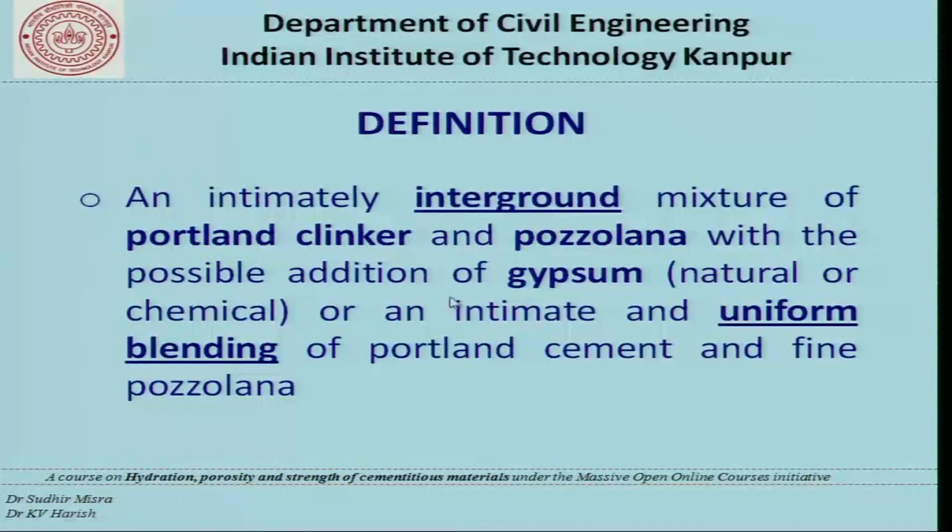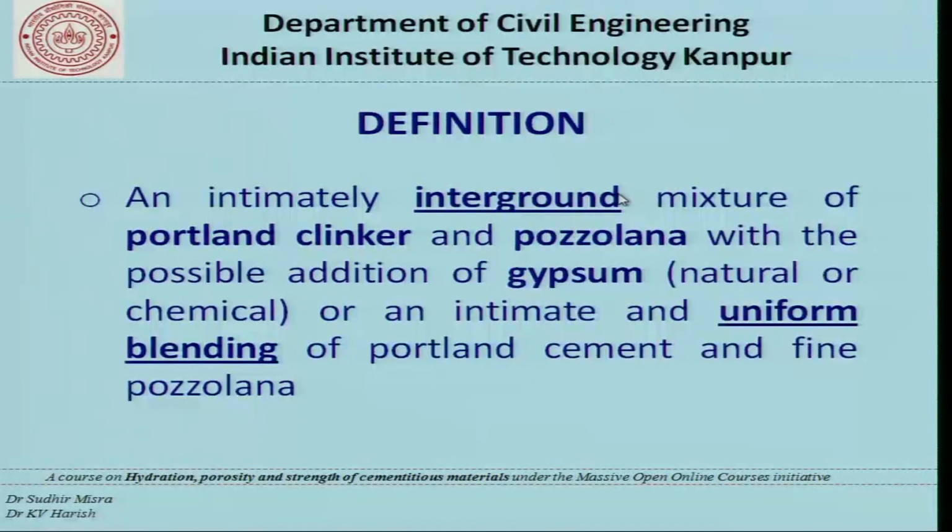Okay, anything that you can add, or it is an intimate mixture and uniform blending of Portland cement and fine pozzolana. So you can do it in two ways. You can either intergrind in a ball mill along with fly ash and clinker and gypsum together, or you can basically mix together and blend it more accurately. So, that means by definition it can either be ground or unground.